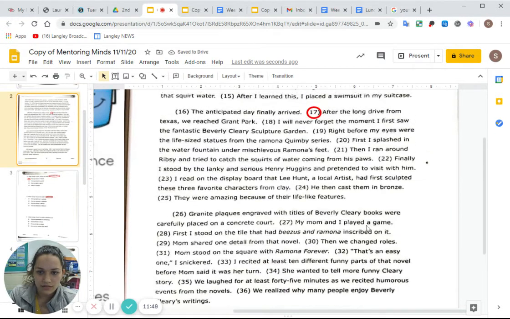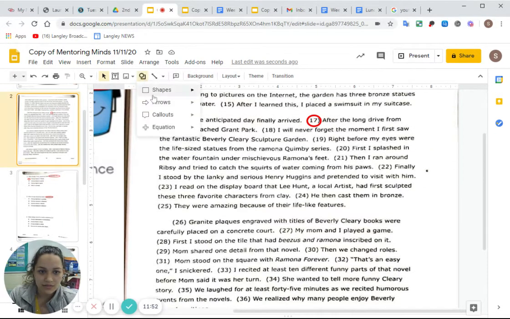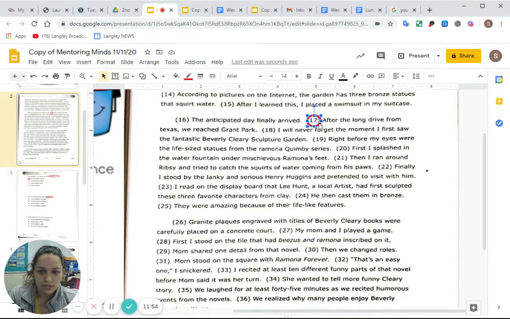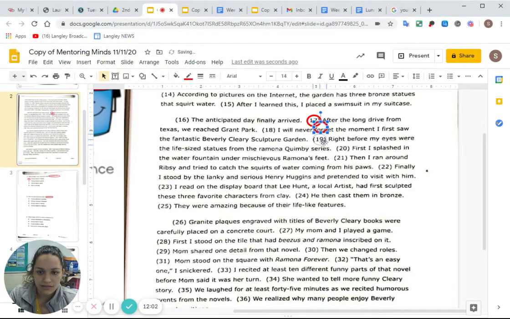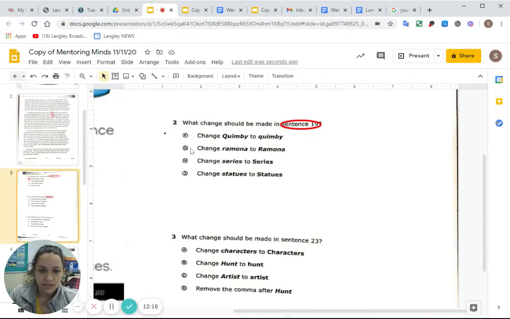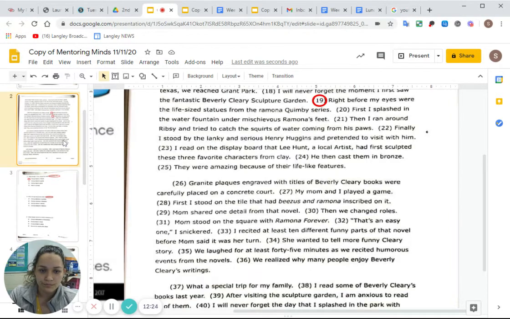All right, sentence 19. So let's go back there. Sentence 19 is pretty close to sentence 17. Here is where I'm going to focus. Right before my eyes were the life-size statues from the Ramona Quimby series. Nothing sounds off. Let me check my answer choices. Change Quimby with a capital Q to Quimby with a lowercase.